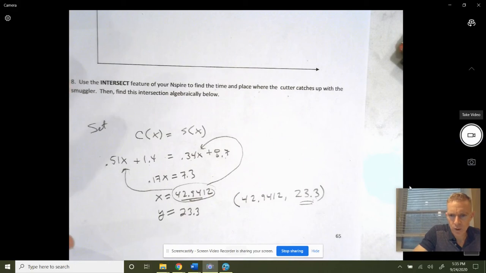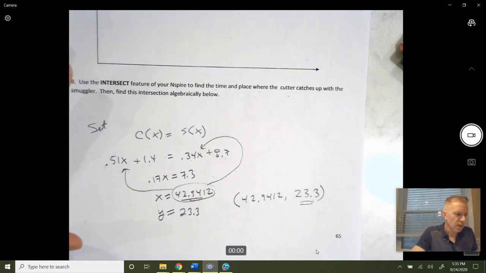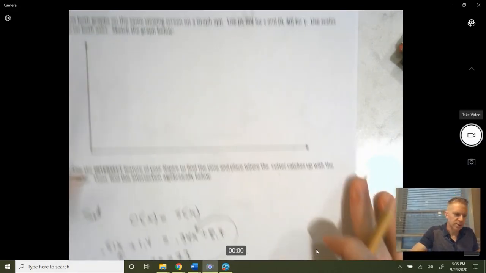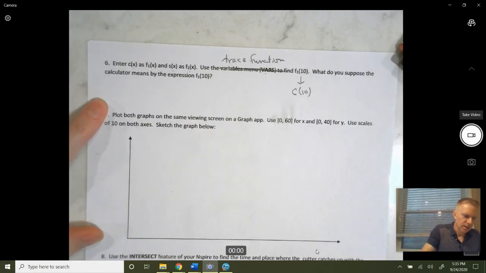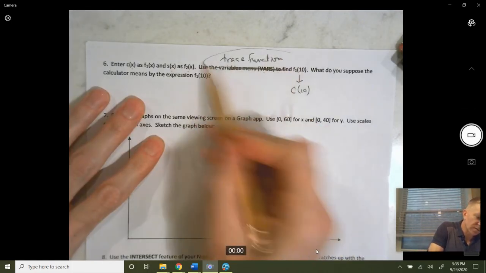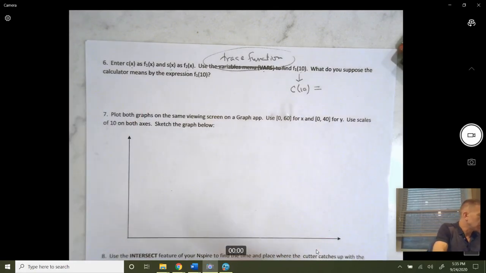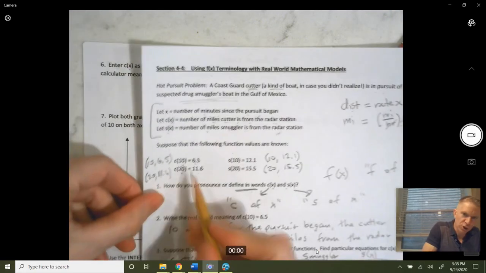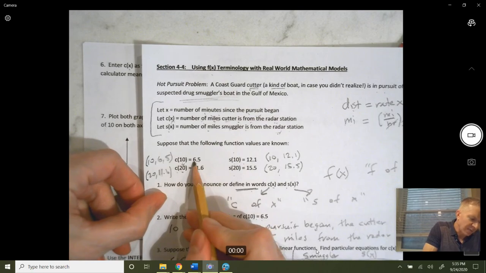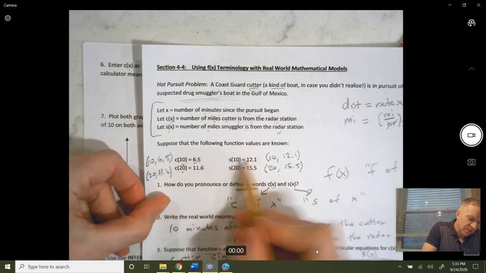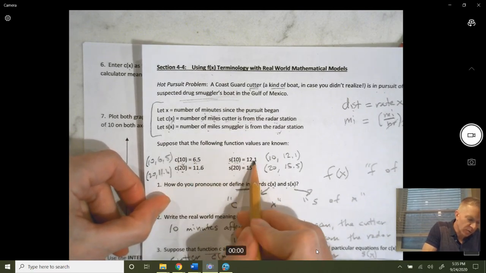Okay, I almost forgot one last thing. I said I was going to come back to it. If you go back to the top of this page, number 6, I said we're going to use the trace function to find f1 of 10, or c of 10. And looking at what we did on the first page, c of 10 should be 6.5 on this function. On the other function, s of 10 should be 12.1.